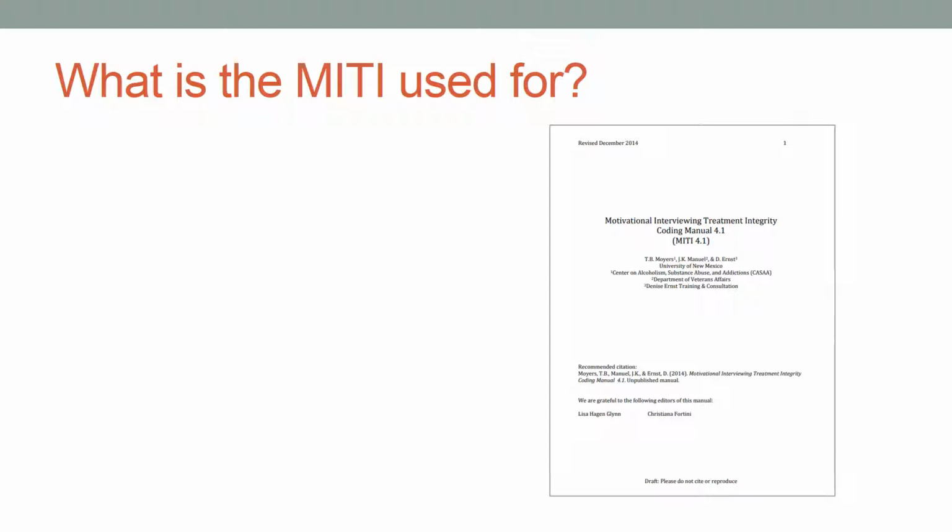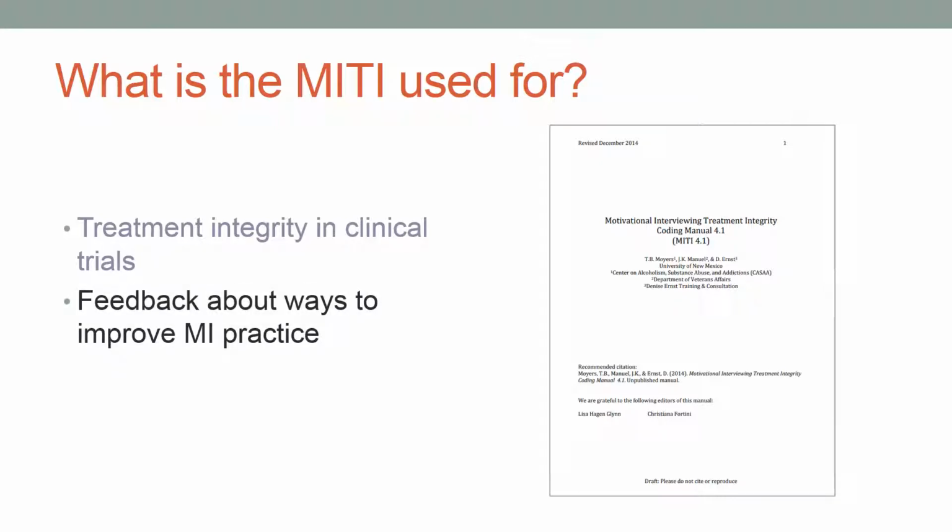And it evaluates the four processes within MI: engaging, focusing, evoking and planning. It's often used as a treatment integrity measure for clinical trials of MI. So what that means is that it's used to measure how well a practitioner is adhering to MI strategies and the ethos of MI in clinical trials. But more importantly, the MITI also gives us detailed feedback that we can use to increase our clinical skills in the practice of MI. And that's our main reason for using it.